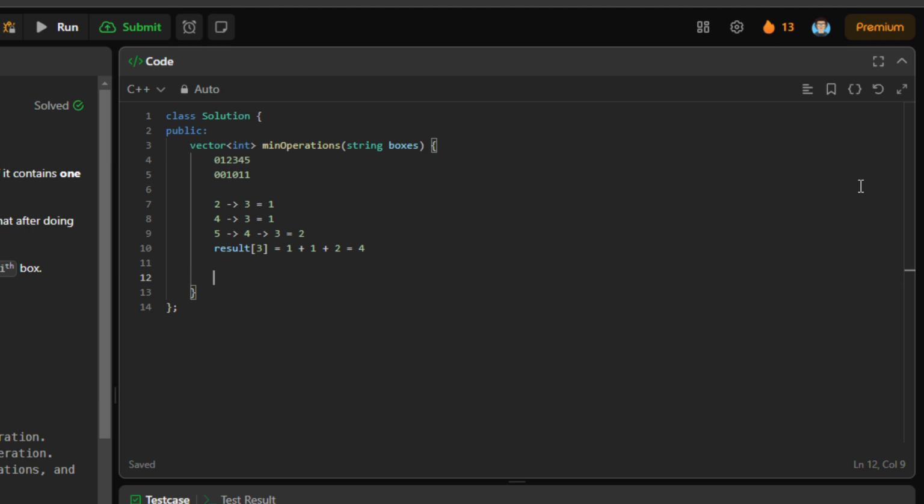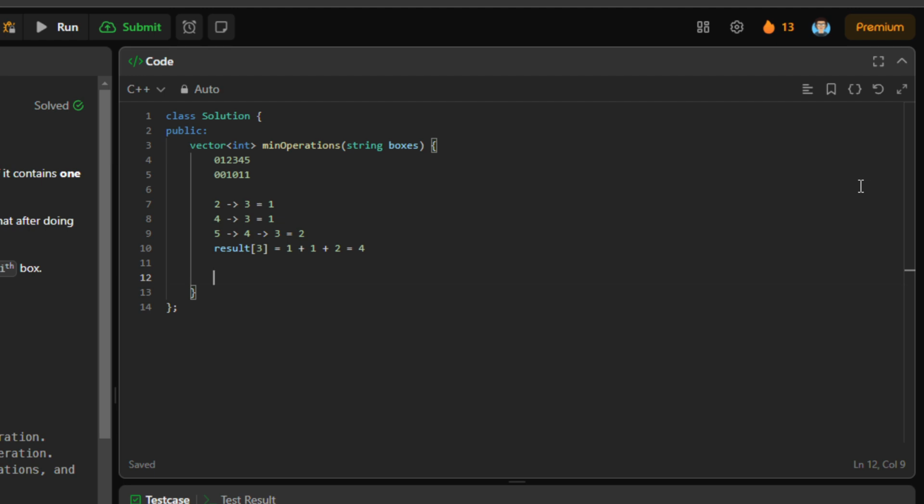How are we going to do this? See, when we talk about a certain position I, there is always a left part of the array to that position I, and there is always a right part of the array to that position I. So in one pass we will calculate the number of moves to move the balls from the left part to position I, and in the other pass we will calculate the number of moves to move the balls from the right part to position I. Then we will add both of those answers and that will be the final result.